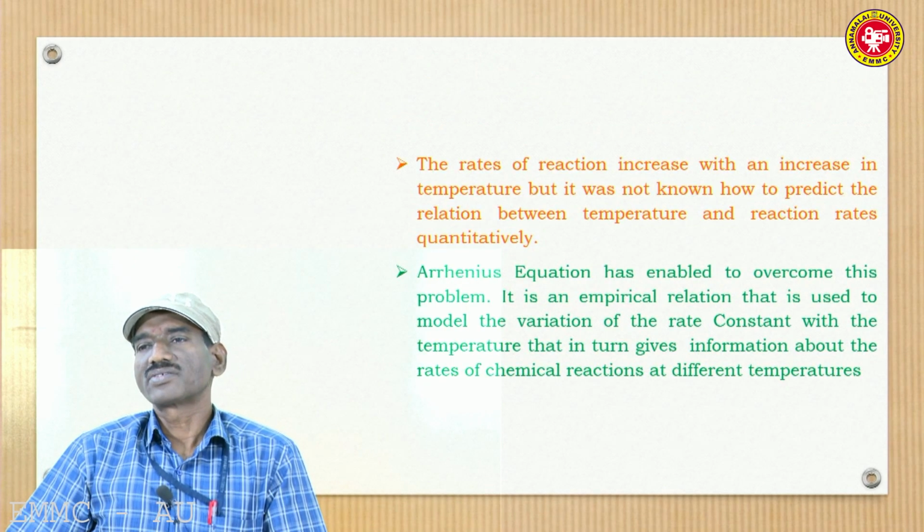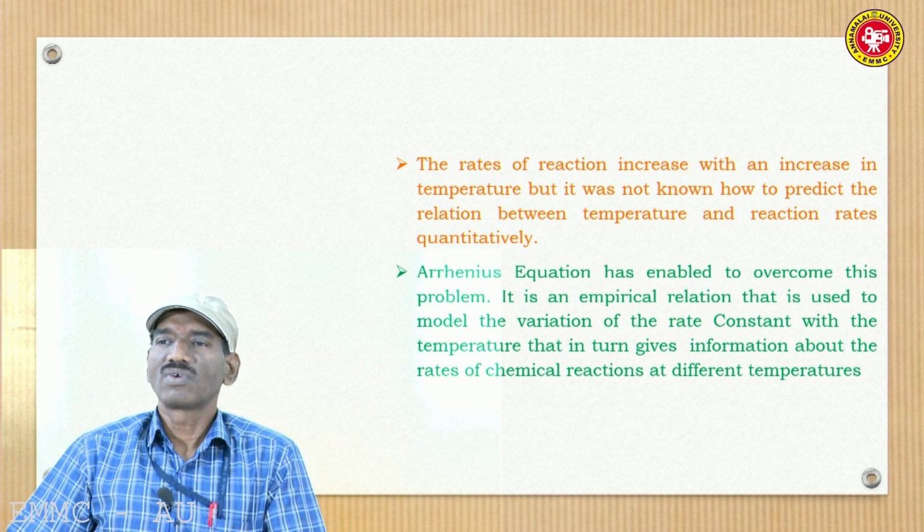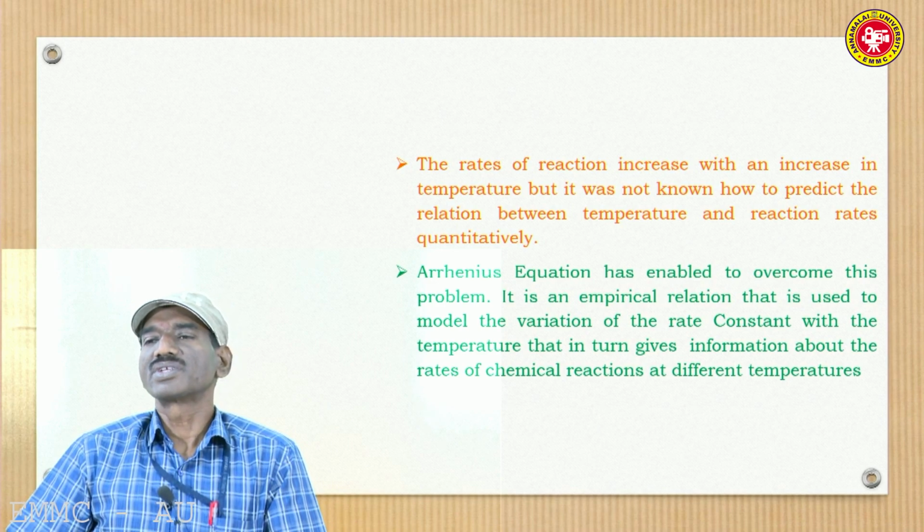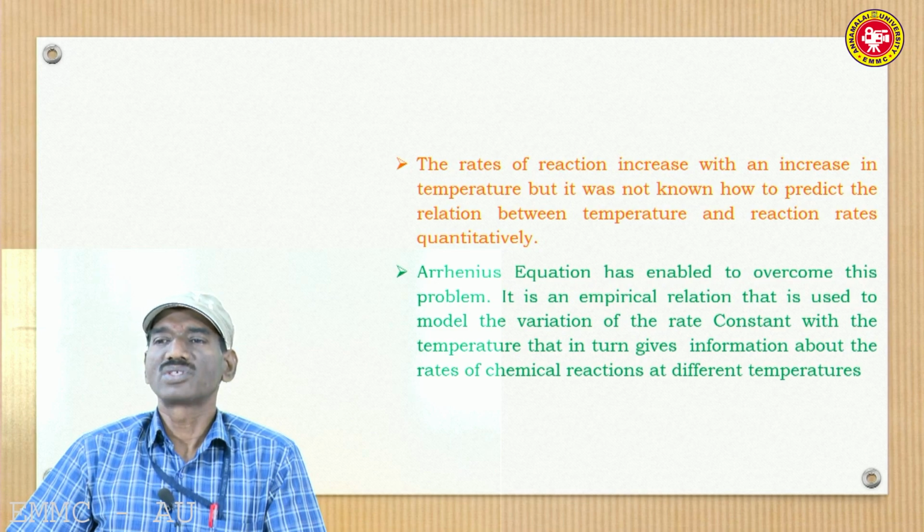The rate of reaction increases with an increase in temperature, but it was not known how to predict the relation between temperature and reaction rates quantitatively. The Arrhenius equation has enabled us to overcome this problem. It is an empirical relation that is used to model the variation of the rate constant with temperature, which in turn gives information about the rates of chemical reactions at different temperatures.